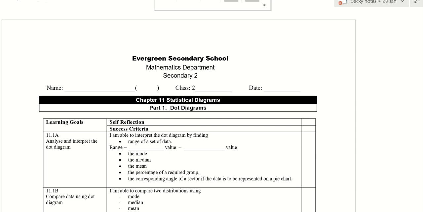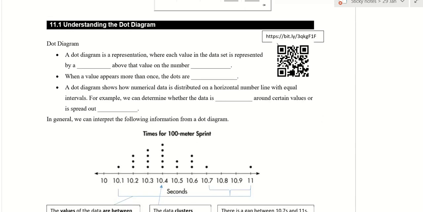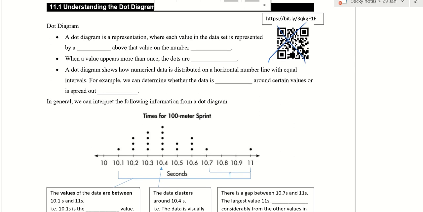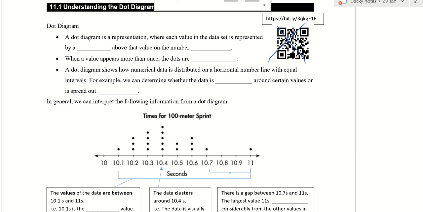Right, in this video, we are going to cover Chapter 11, Part 1 on dot diagrams. You don't have to look at this video already since I'm going to be going through the contents in this current video. So a dot diagram, this is an example, it's made out of a lot of dots. This is a representation where each value in the data set is represented by a dot above the value on the number line.